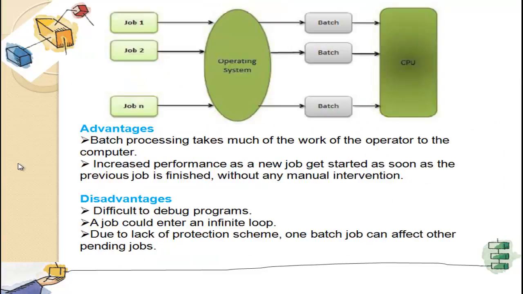Now let's have a look at the picture depicted here. We have a number of jobs. In between there is the operating system. The operating system takes these jobs as a batch, and then these batches are given to the CPU as an input. Now what are the advantages associated with it? The first one is that batch processing takes much of the work of the operator to the computer. That means there will be less human intervention.